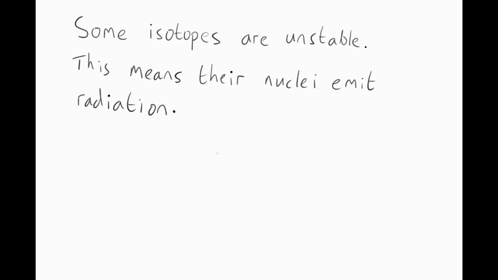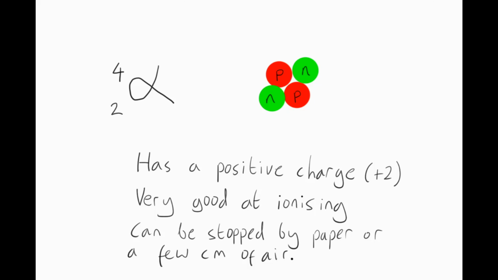Some isotopes are unstable. What that means is that their nuclei emit radiation. There are 3 main types of this radiation. The first one we will look at is something called alpha. The second one we will look at is something called beta. And the third one we will look at is something called gamma.